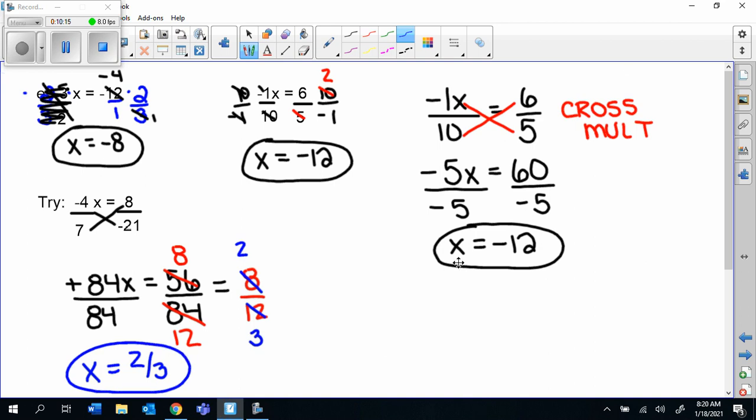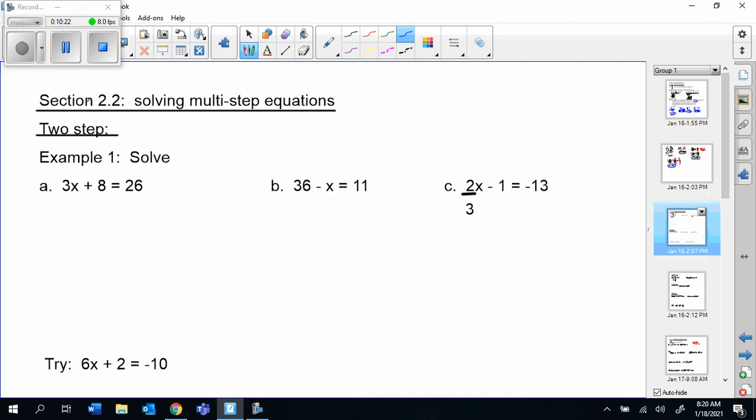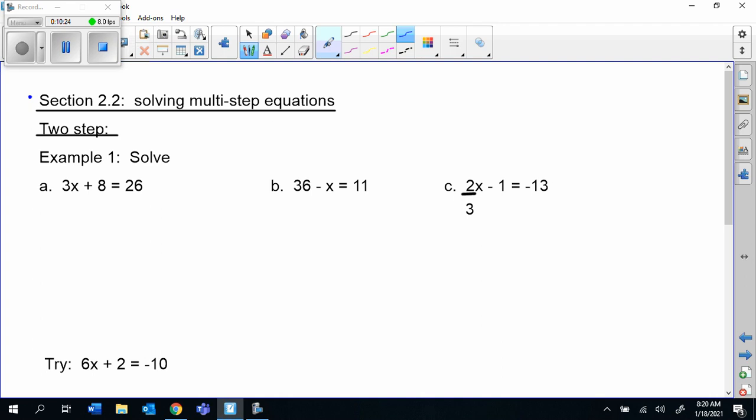All right, I think that's the end of one-step equations, so you can practice a little bit of that, and when you're ready to build, we can go on to section 2.2, where these are going to either have 2 steps or lots of steps. So again, think of that idea of undoing. And usually we undo add and subtract first, and then we are going to undo multiply and divide second.